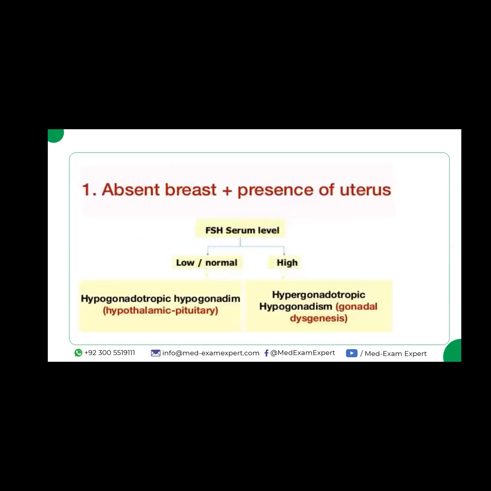So this table is showing the algorithm for workup if the breast is absent and the uterus is present. We will go for serum follicle stimulating hormone. If it is low or normal, then this is hypogonadotrophic hypogonadism. And if the serum FSH is high, then the patient is having hypergonadotrophic hypogonadism, which is also called gonadal dysgenesis.